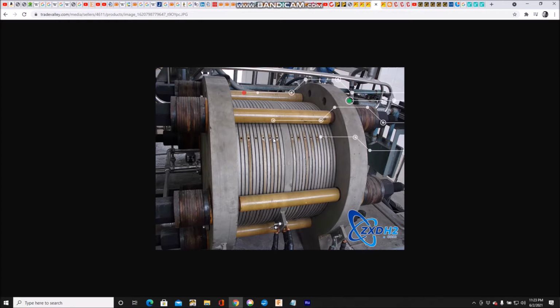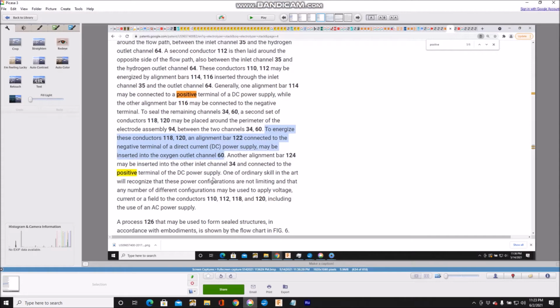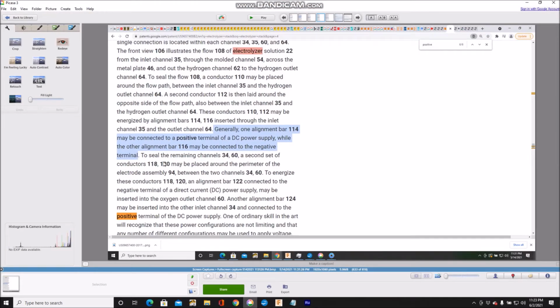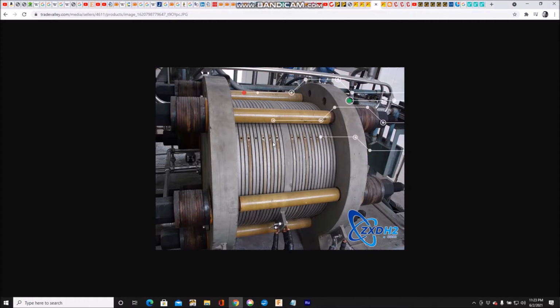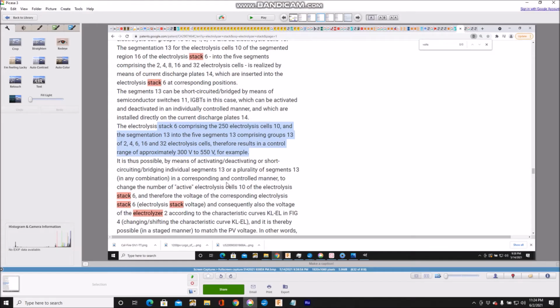In this case, for example, if you had 250 electrolysis cells, where each cell is a negative and positive electrode and a diaphragm separator, you're going to have 300 volts to 550 volts. So obviously, you can't connect that 350 volts right to each electrode, because each electrode would be receiving 350 volts. That's obviously way too much. So you divide the total voltage by the number of cells to get the cell voltage.